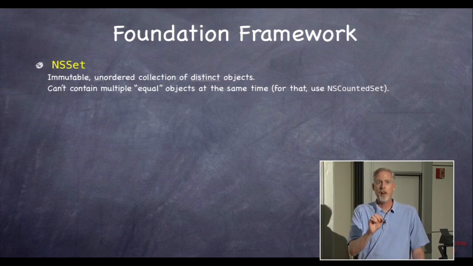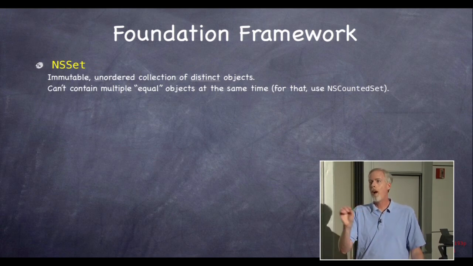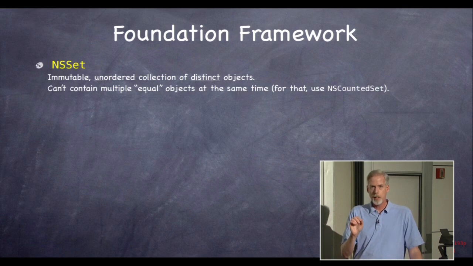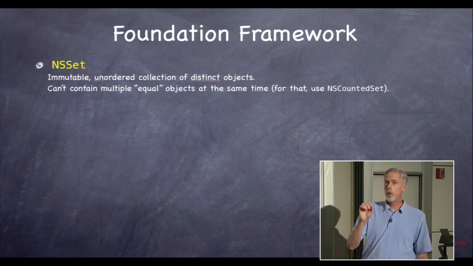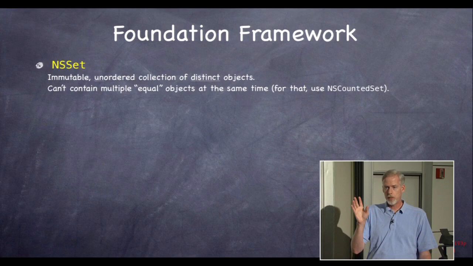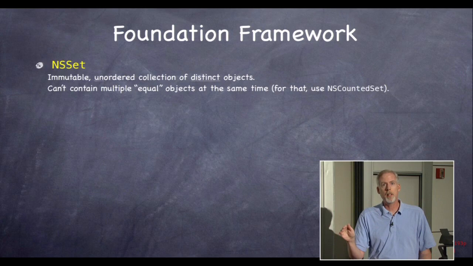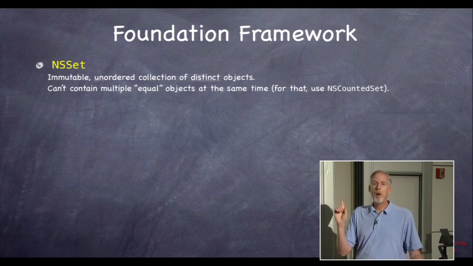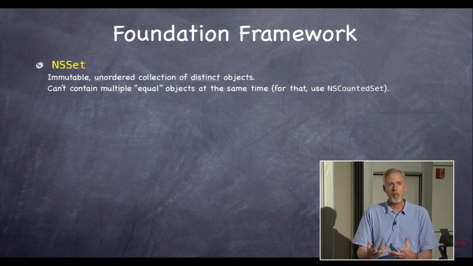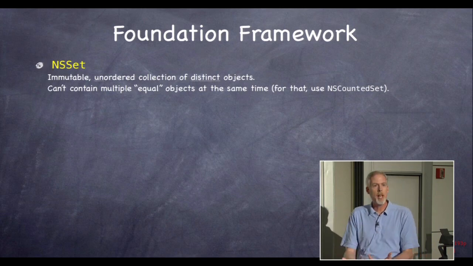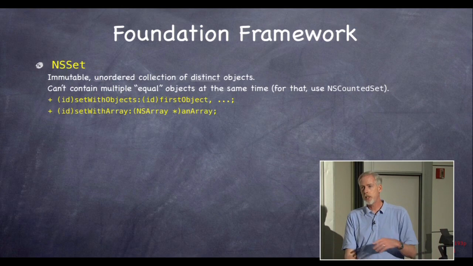So all those words matter, okay? It's unordered. There's no object at index like an array. It's immutable, just like arrays and strings, and it's distinct. You cannot put the same object in twice, not just the object with the same pointer, but the same object that is equal to an object that's already in the collection. So this is the thing you want to use if you want to check for membership. If you want to see, do I already have this object, for example? You put it in the set, and you can check to see if something's in the set.